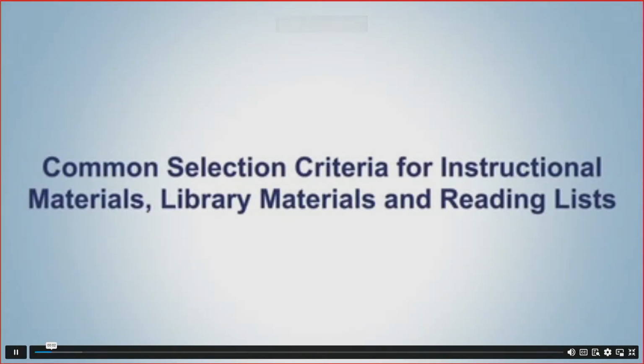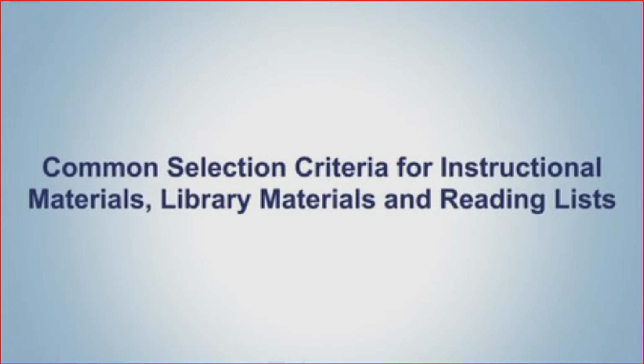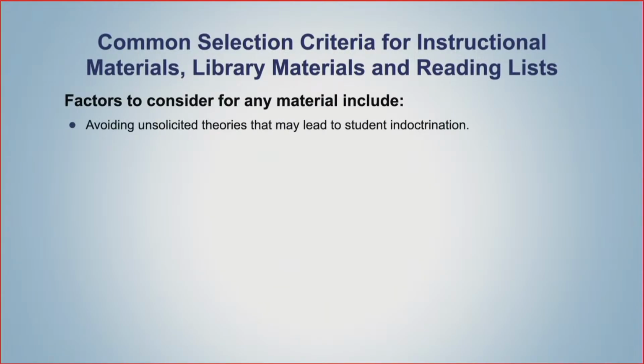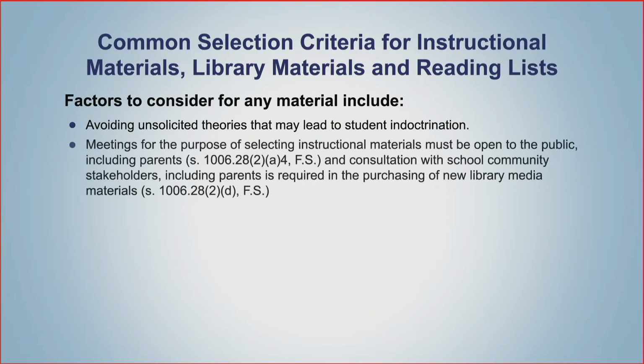All materials in public schools, whether found in a library, included on a reading list, or in instructional materials, must include consideration of the following factors: avoiding the use of any unsolicited theories or strategies that may lead to student indoctrination. Meetings for the purpose of selecting instructional materials must be open to the public, including parents, and consultation with school community stakeholders, including parents, is required in the purchasing of new library materials.